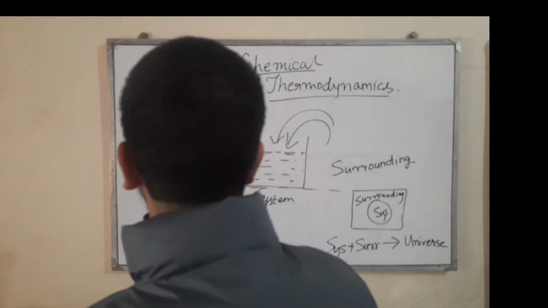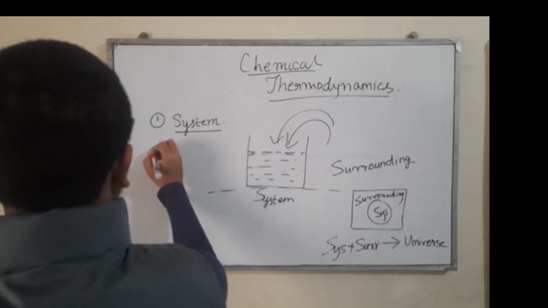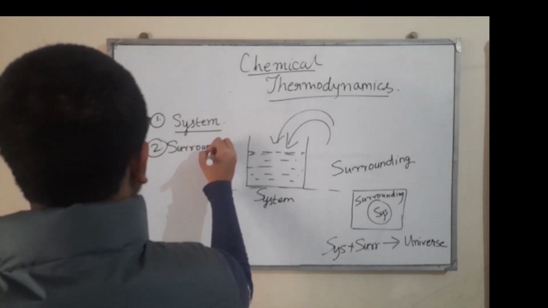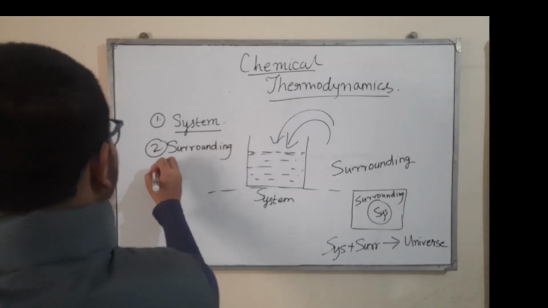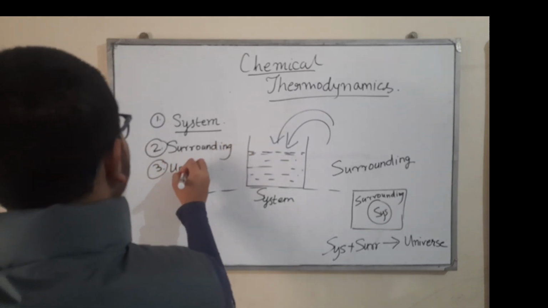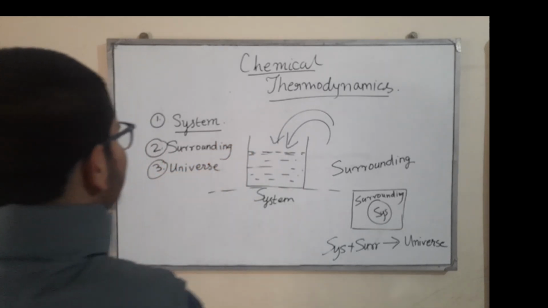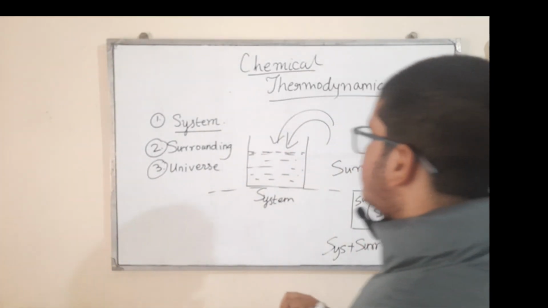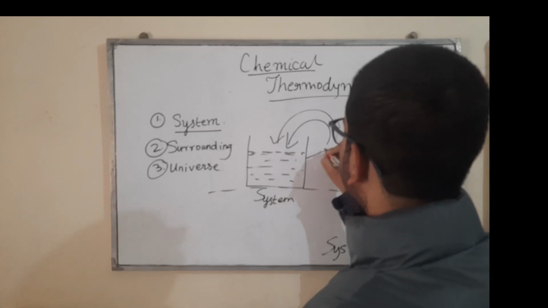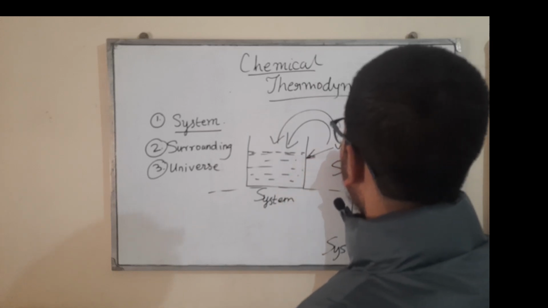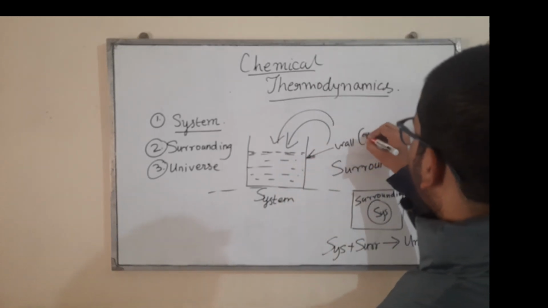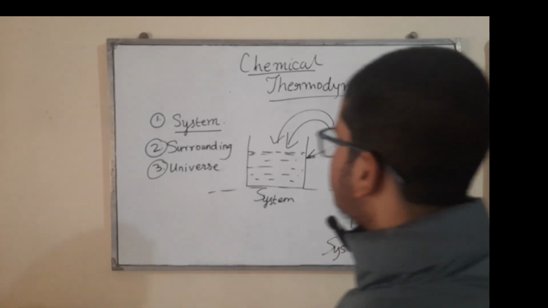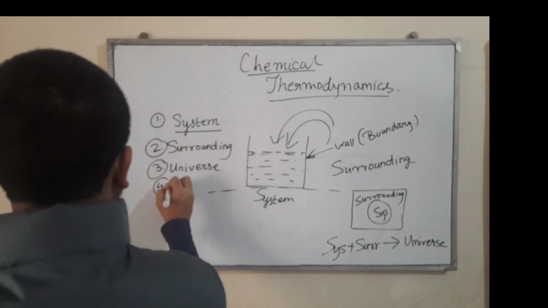Okay, so I told you I will discuss one term, but here we came across another term, surrounding, and the union of these two is the universe. A bit of maths also. So this system plus surrounding gives us universe, and what separates this system from the surrounding, this wall, we call this wall the boundary. So another term which we came across is boundary.